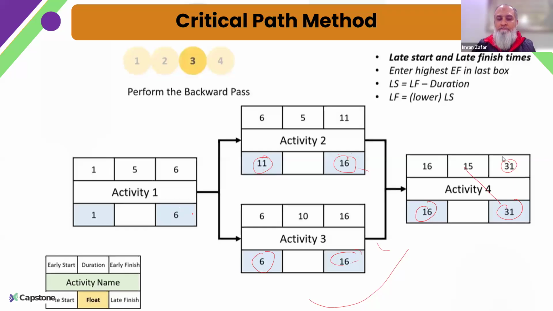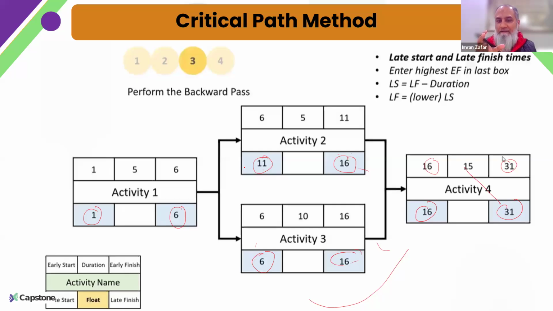Now in the forward pass scenario, what we considered was the highest of the two. Since we are doing the reverse pass, the lowest of the two will go here, and we will again come back to day 1. So now we have completed the forward pass and the backward pass as well.